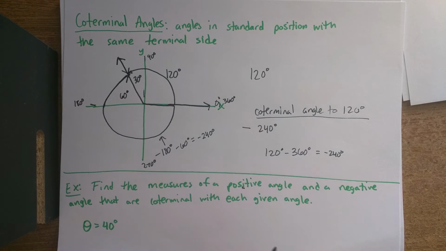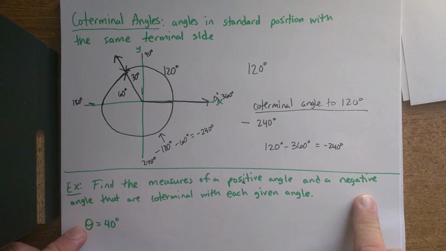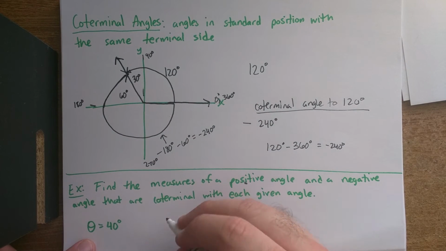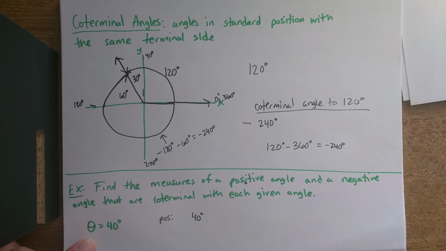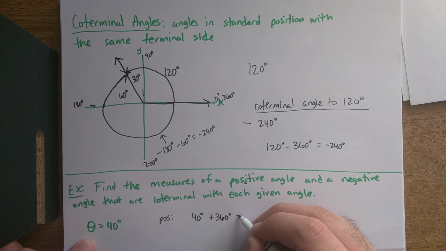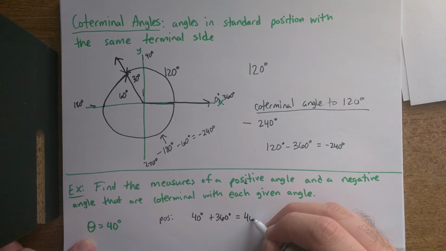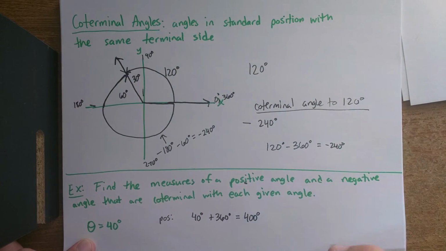And so I'm going to show you how to do that here. Example: find the measures of a positive and a negative angle that are coterminal with each given angle. So watch how easy this is. To find the positive one, you just take 40 and add a full revolution, a full circle. 40 plus 360 is 400. We could show a visual with that.